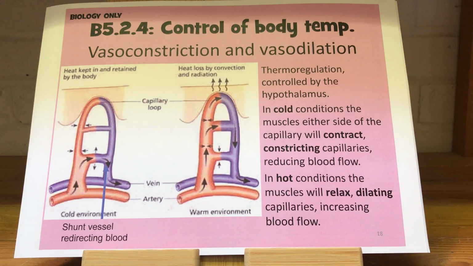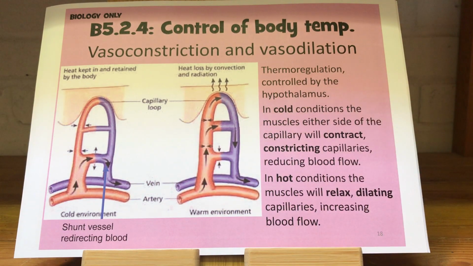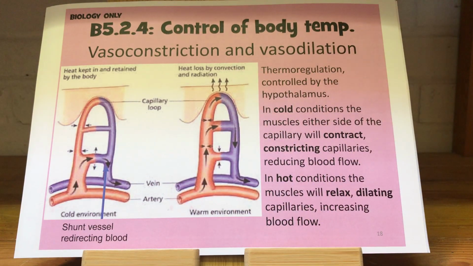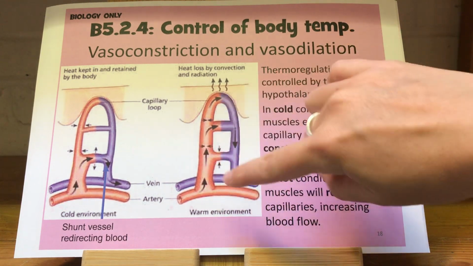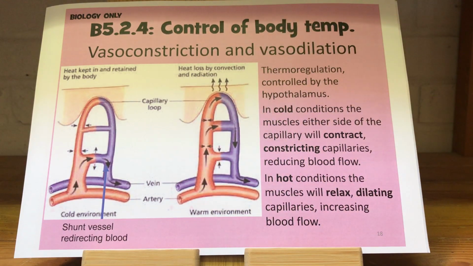The opposite of that then, in hot conditions, these muscles either side of the capillary there, they relax, okay? Muscles can contract or they can relax. When they relax, those capillaries dilate. That means they get bigger, so more blood flows through and there's more heat loss from those capillaries. And that heat loss you can see here because there's heat in the blood. As it gets close to the surface of the skin, that heat is lost from the body.